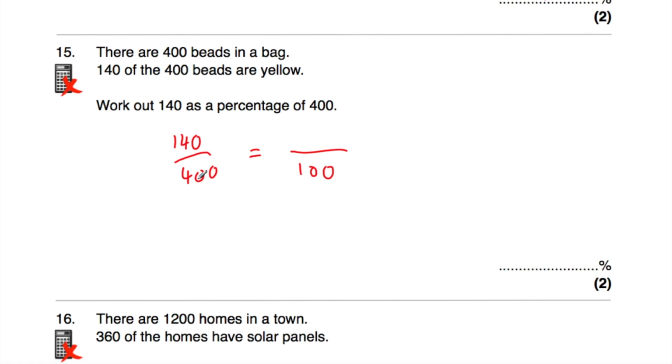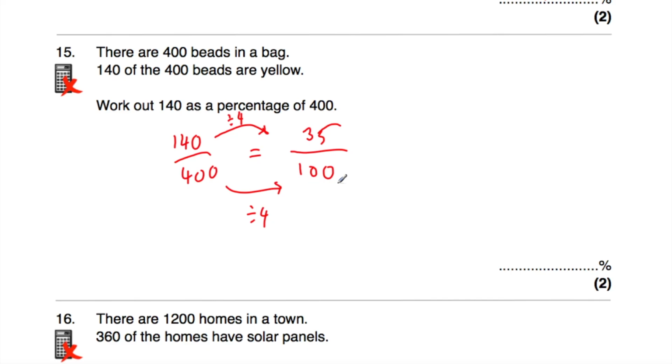So as you can see here, to get from 400 to 100, we would divide by 4. And then if we divide the denominator by 4, we're going to have to divide the numerator by 4 as well. So we're going to do 140 divided by 4. So divide by 4, we'll half it and half it again. So half of 140 is 70, and half of that is 35. So that'd be 35 out of 100.